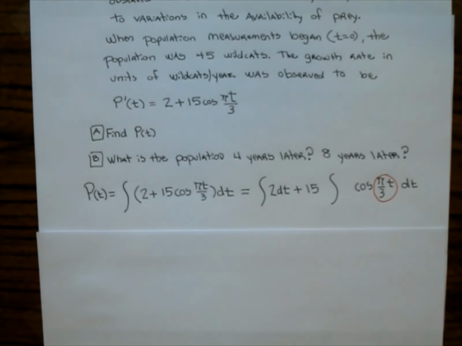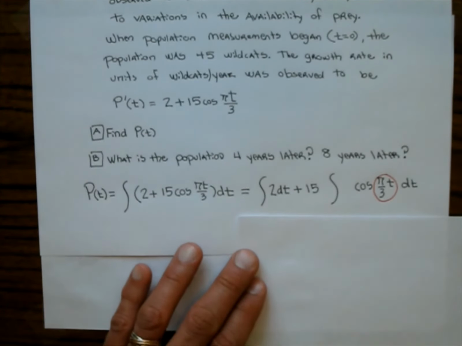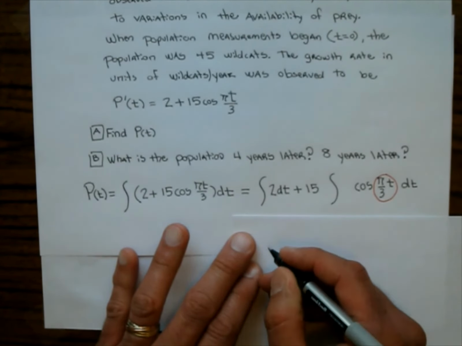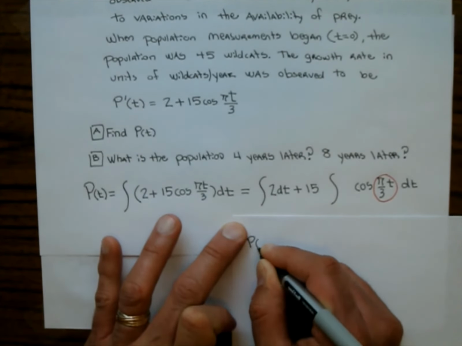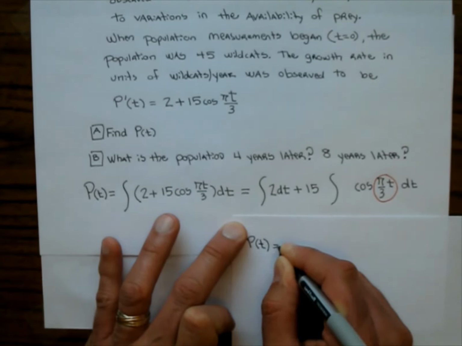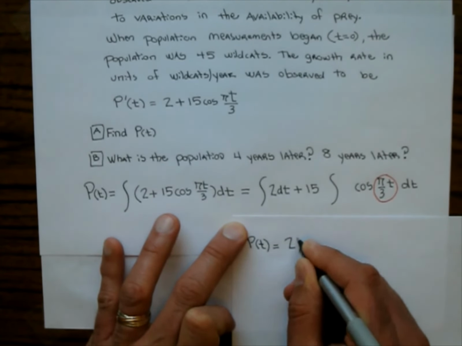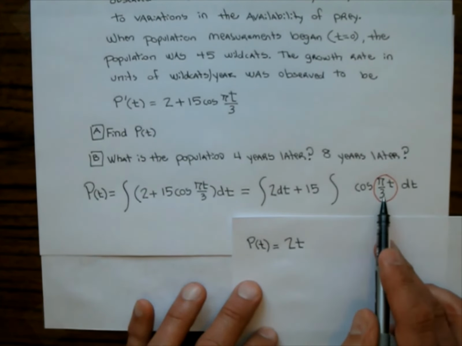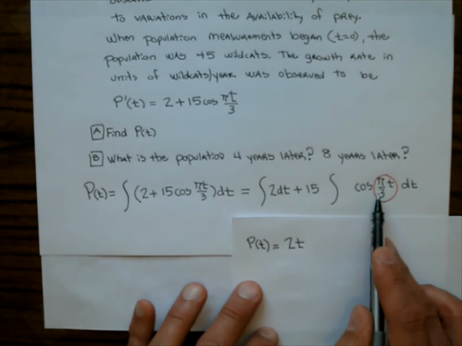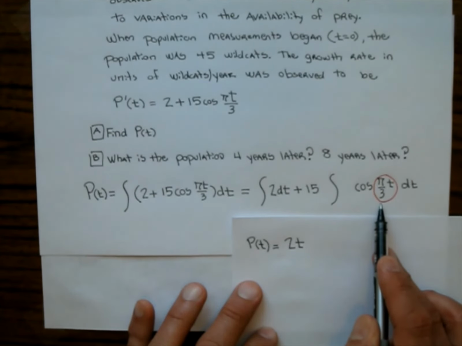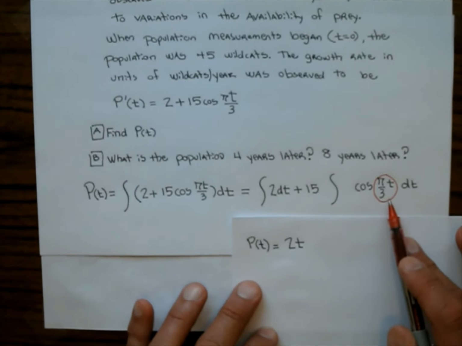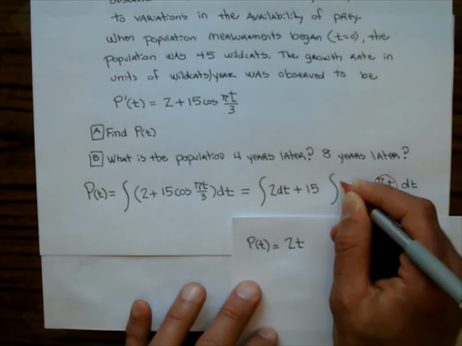So how am I going to do this? Move this over here. Say, well, what is the integral of 2? The integral of 2, so this is P of t equals 2t, so that's what I got for that one. And I'm going to eyeball this and say, well, what is the derivative of pi over 3t? The derivative is pi over 3. I'm going to go ahead and put a pi over 3 right here.